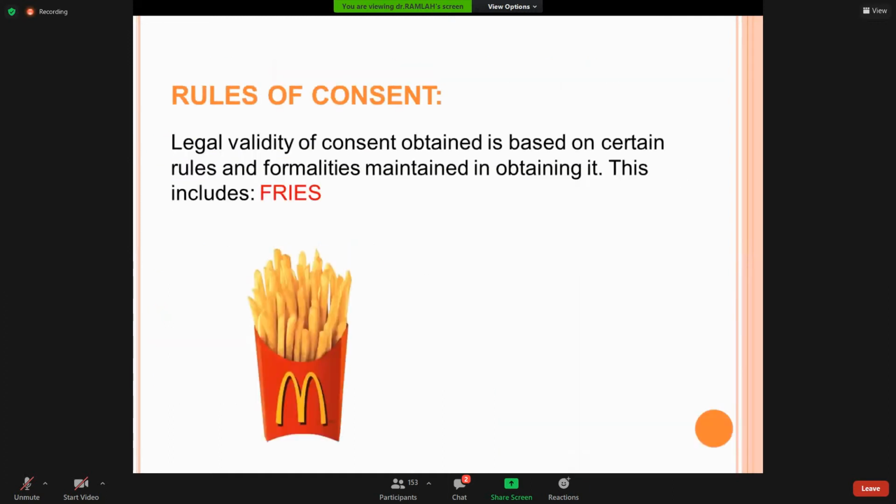What are the rules of consent? The legal validity of consent is based on certain rules and formalities maintained in obtaining it. This includes that it must be freely given.